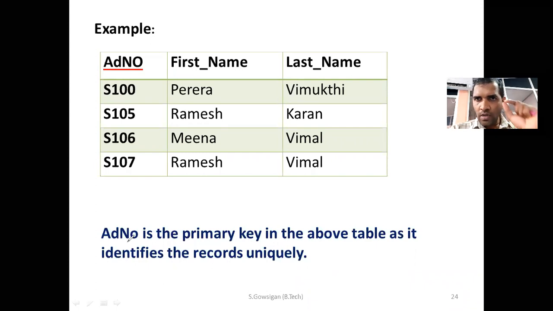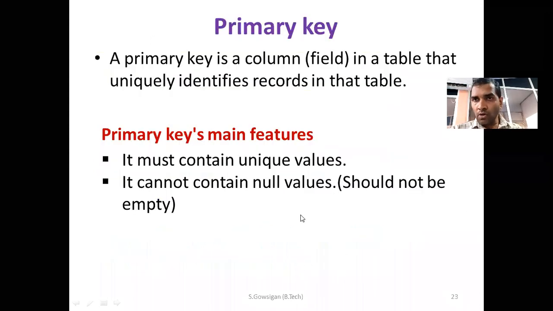So what is the second eligibility, the second requirement? A primary key field must have data. It cannot be empty. Take a look at this. It cannot contain null values. Null value means empty value, empty data.